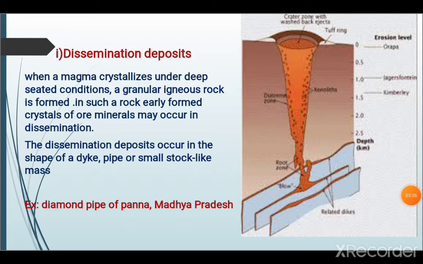What are dissemination deposits? When a magma crystallizes under deep conditions at high temperature and pressure, a granular igneous rock is formed. In such rock, early formed crystals of ore minerals may occur in dissemination, that is, they are spread all over the rock or a part of the body. The dissemination deposits occur in the shape of a dike or pipe-like structures. In this picture, we can observe the dissemination deposits.